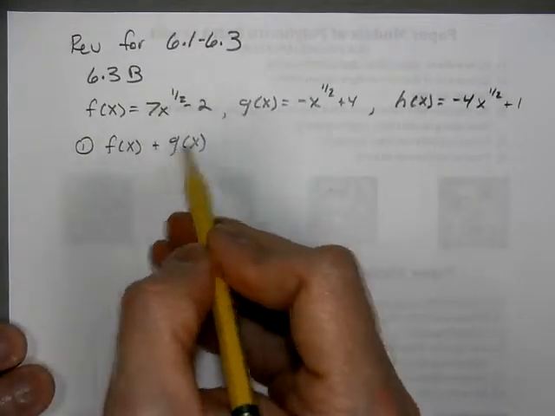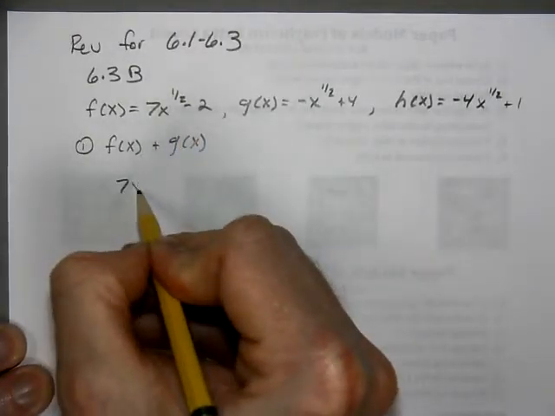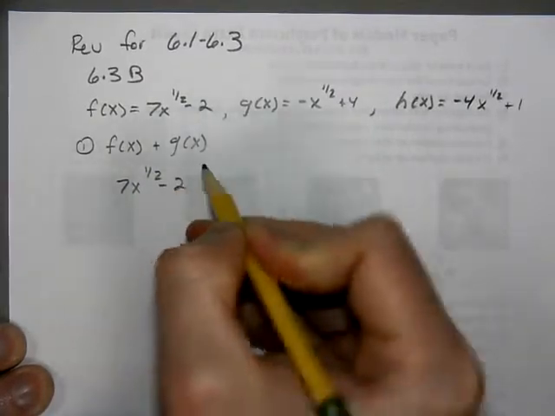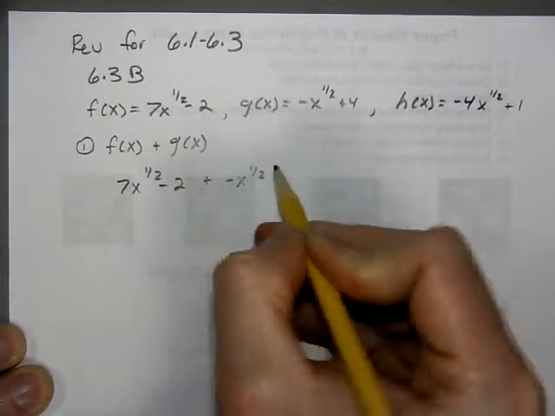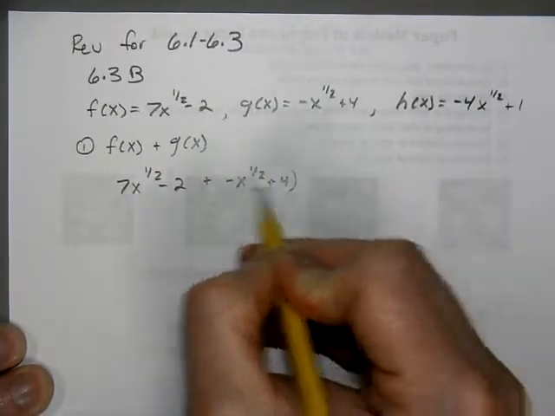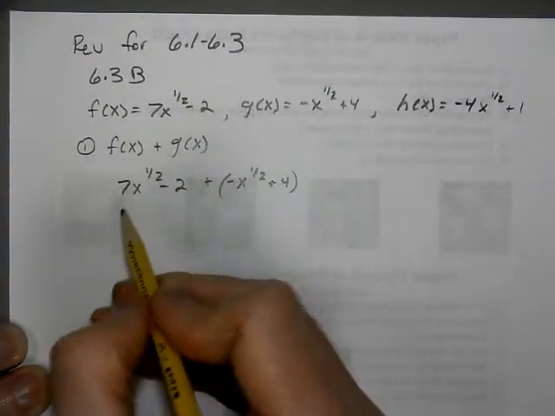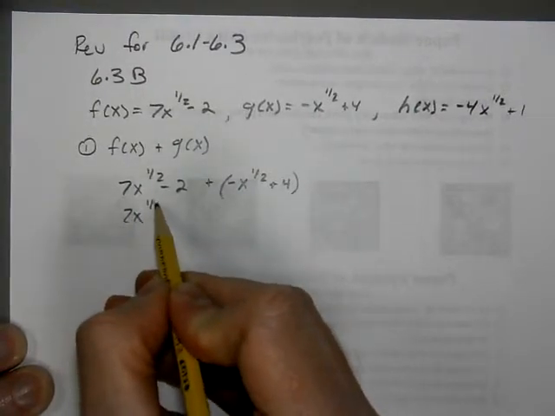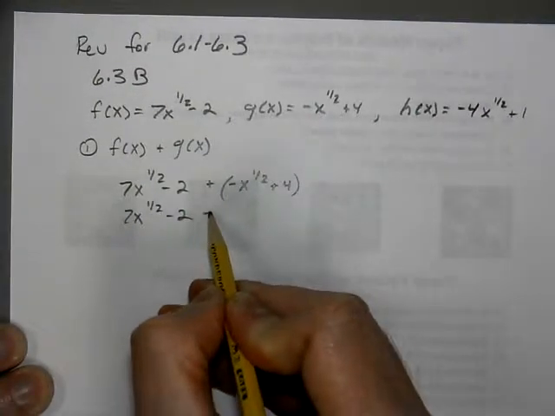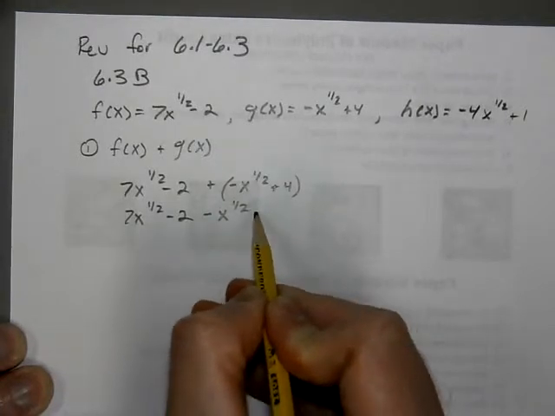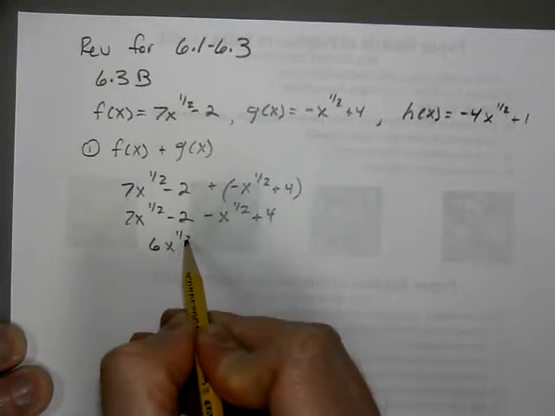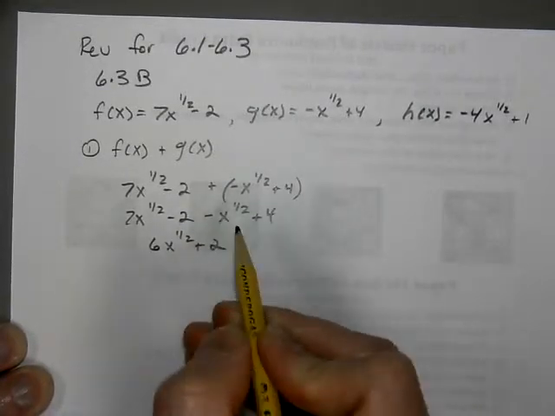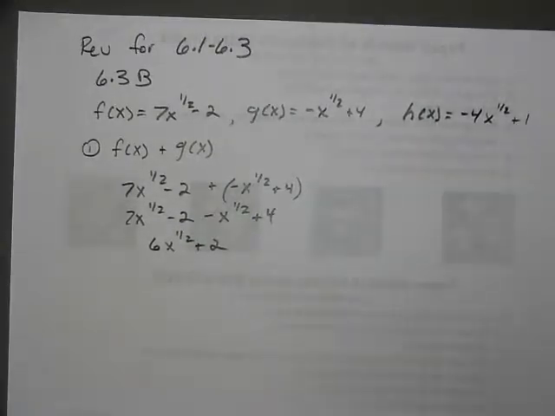Here we're going to add f of x and g of x together. So what we're looking at is 7x to the 1/2 minus 2 minus x to the 1/2 positive 4. So that looks like 6x to the 1/2 plus 2. There's nothing we can do with the 6x to the 1/2 and the 2. You cannot call that 8.